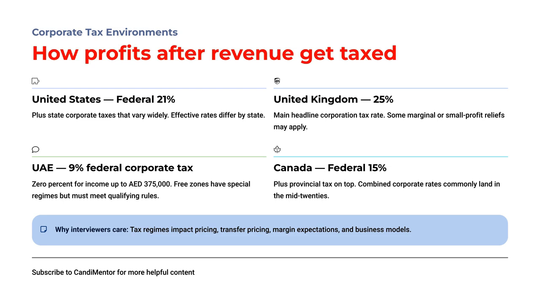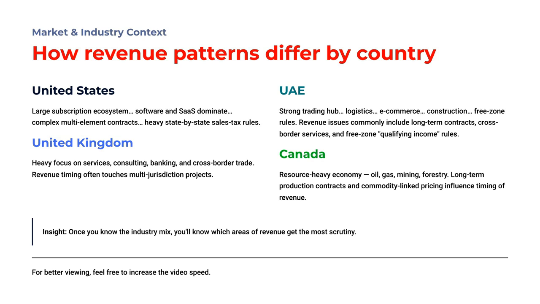Canada, federal 15% plus provincial tax on top. Combined corporate rates commonly land in the mid-20s. Why interviewers care? Tax regimes impact pricing, transfer pricing, margin expectations, and business models. Market and industry context. How revenue patterns differ by country.